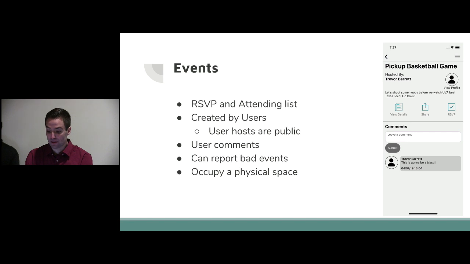For events, obviously RSVP lists and attending users. They are created by users. Now, eventually, the scope of this does include organizations hosting events, but for the time being, any user can create an event, and that is what we are going into beta with. Users could comment, they could report bad events, that is in the future scope of this project, and they occupy physical space. They happen at a place at a time. They're not a resource, they don't have an office. They occupy physical space like a park, like somebody's house, like a bar, and the like.